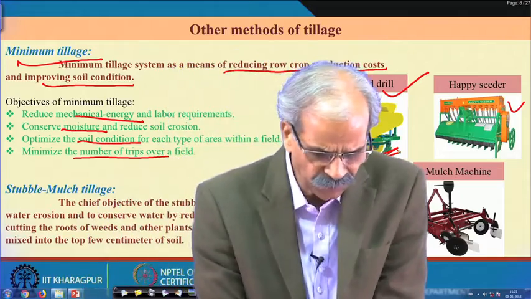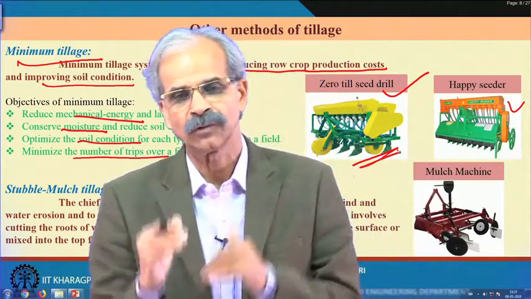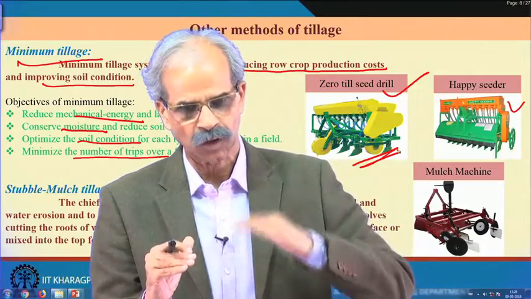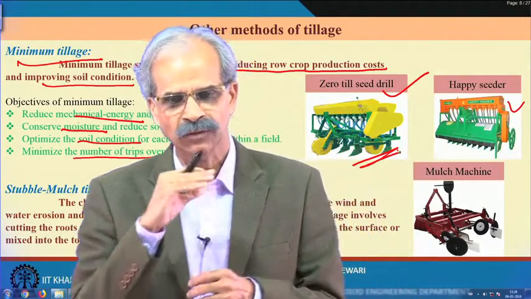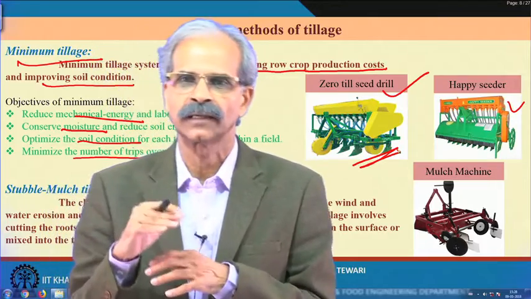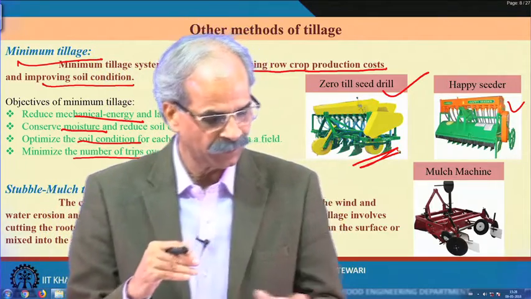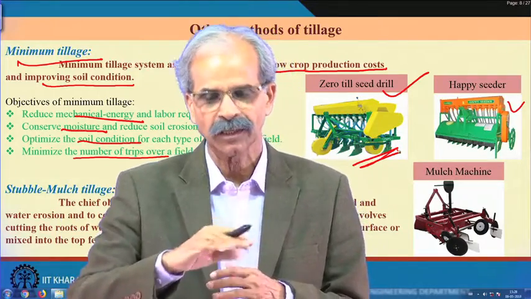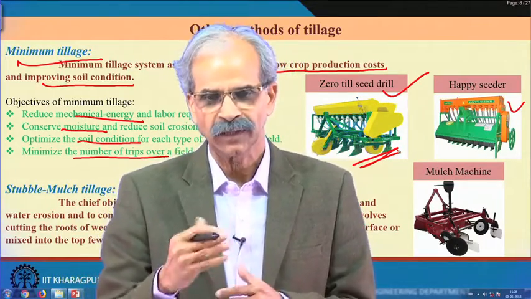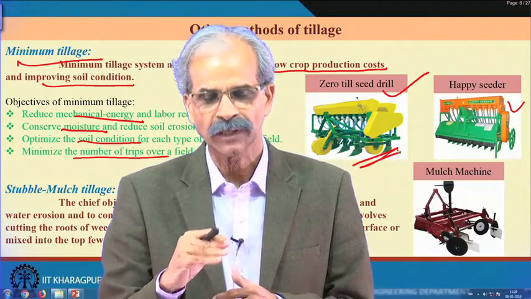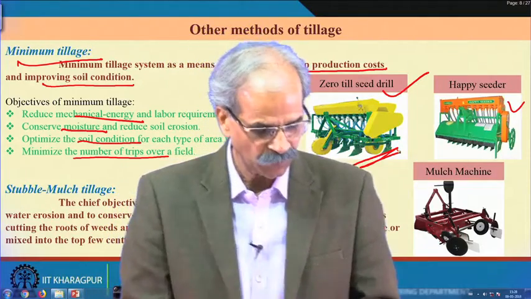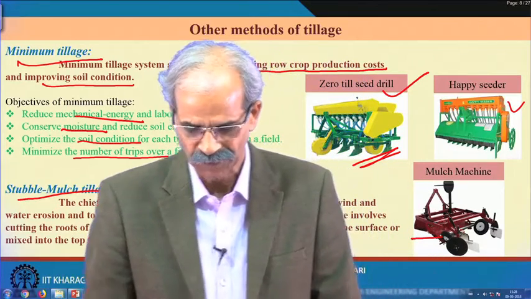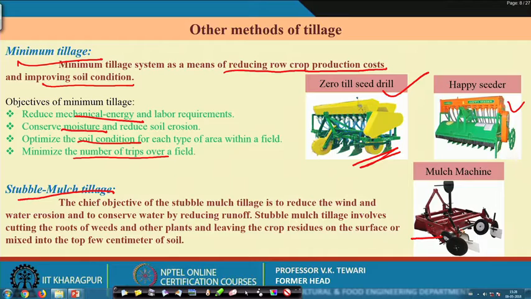Now, for maintaining the soil moisture, after the crop has been harvested, we would like to take advantage of the moisture which is there, and for that we would like the stubbles to be cut and then left in the field, so that they will conserve the soil moisture and then the next crop can be grown. So, for that, stubble mulch tillage equipment is sometimes used. One is shown over here as a mulch machine.